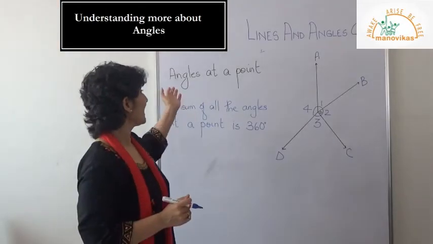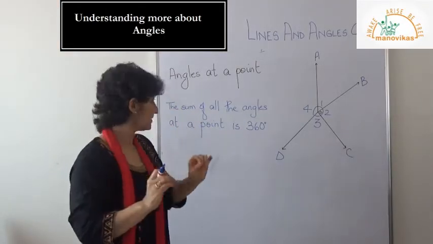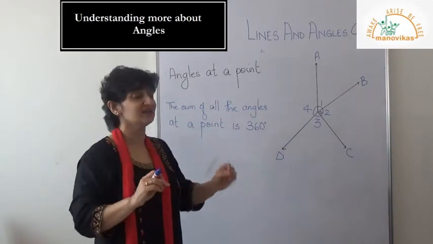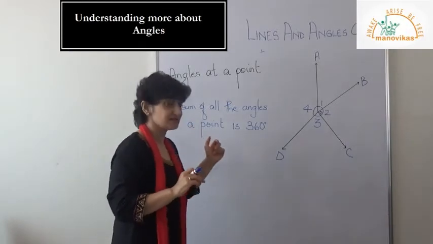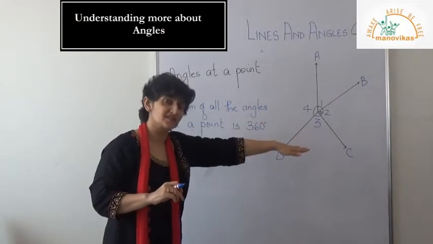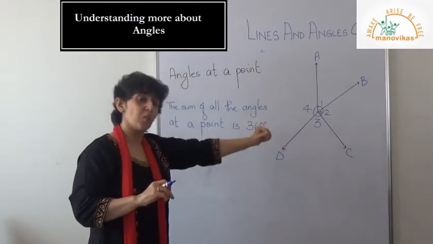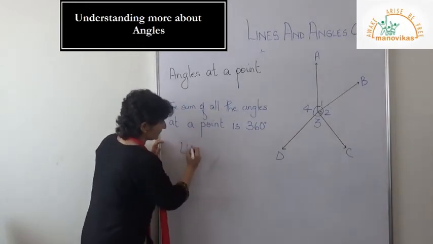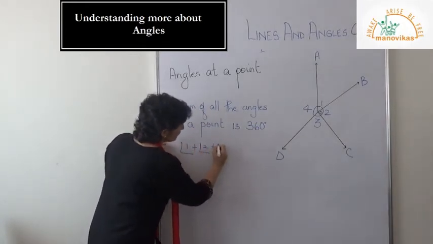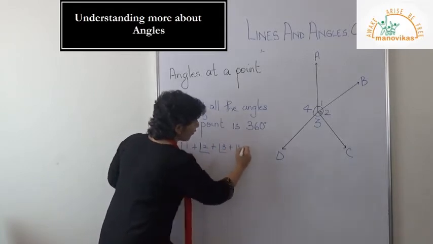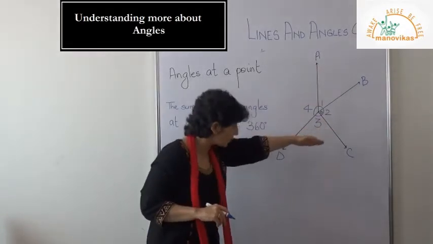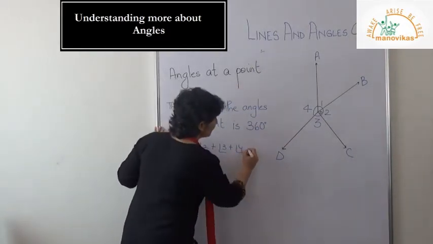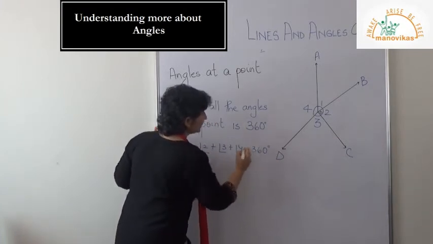Alright, another result, angles at a point. Now, the sum of all the angles at a point is 360 degrees. Now, what does it mean? Now, you don't have a straight line. You know, when it's a straight line, the sum of the angles is going to be 180 degrees. Now, here, when you take a whole round, that means angle 1 plus angle 2 plus angle 3 plus angle 4. Now, this is not just on one side. It is on all the sides, isn't it? Now, when you take all the angles, this is going to be equal to 360 degrees.